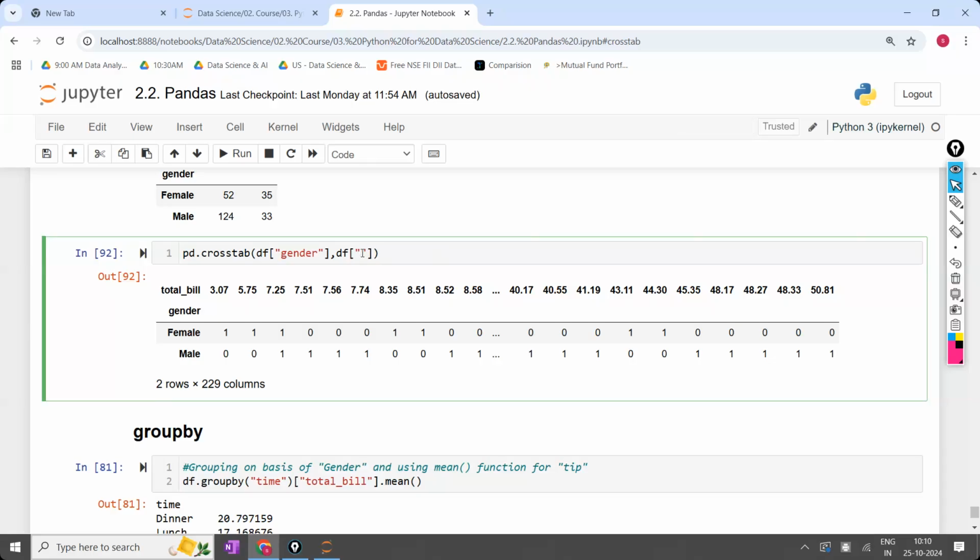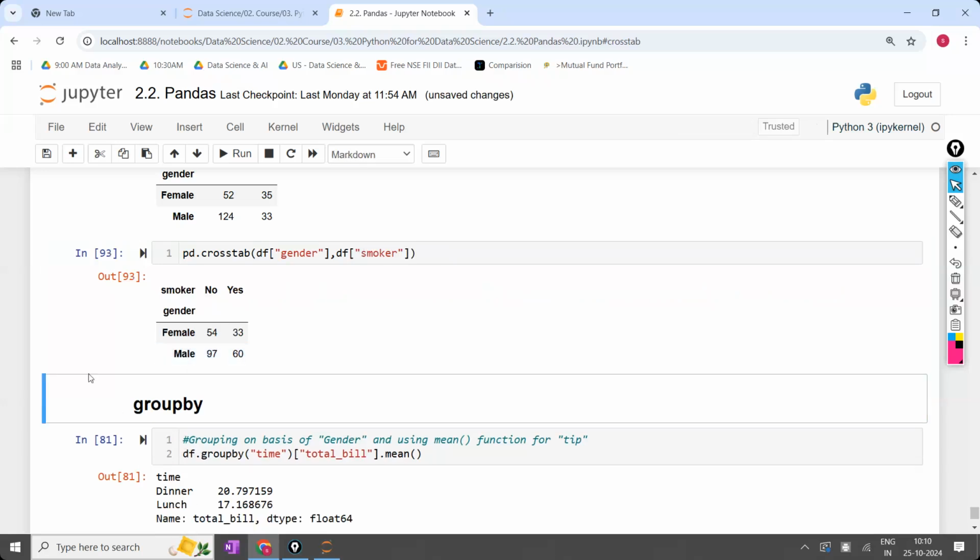Along with the gender, if you add the smoker, then you will get, with respect to females, how many no's and how many yes's there are. How many no's of male smokers are there, how many yes's with respect to males, within the males. Or if you add with respect to time, or with respect to day, there will be some use. But if you don't add the categorical like this, there will be no use. Is the point clear?